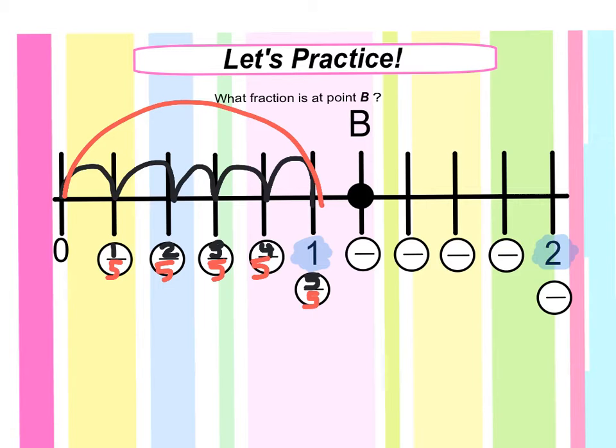Even though I can keep counting, once I've hit my whole number, my 1 whole, 5/5, my denominator still stays at 5, even when I go into 2, or 3, or 4, or 5. So even as I'm counting, because 0 to 1 is split into 5 equal parts, my denominator stays the same.